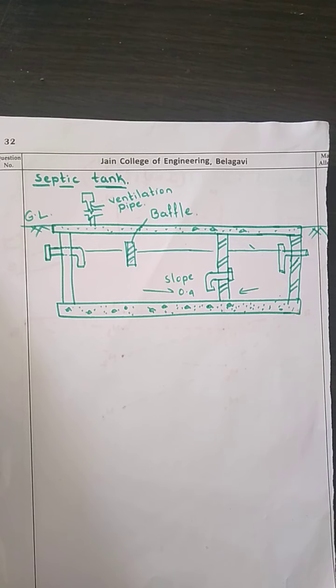Some of the advantages of the septic tank are: it can be constructed very easily, it requires very little attention, and very little skilled labor is required. The sludge produced by this septic tank is relatively very small, and the reduction of volume is about 60% of the sludge. The cost is quite small and within the reach of all householders.